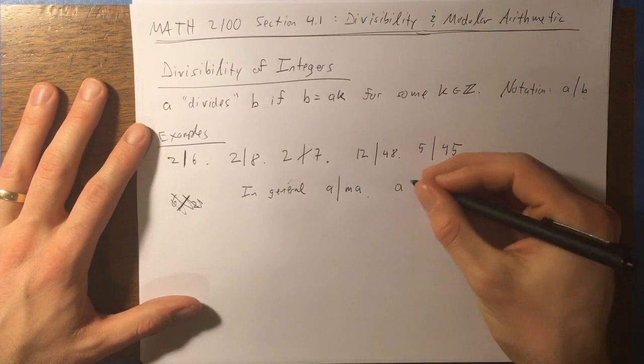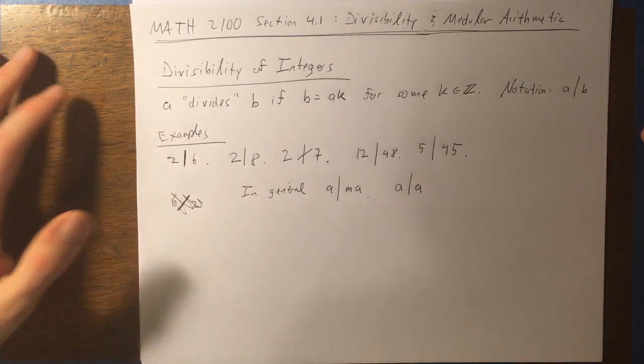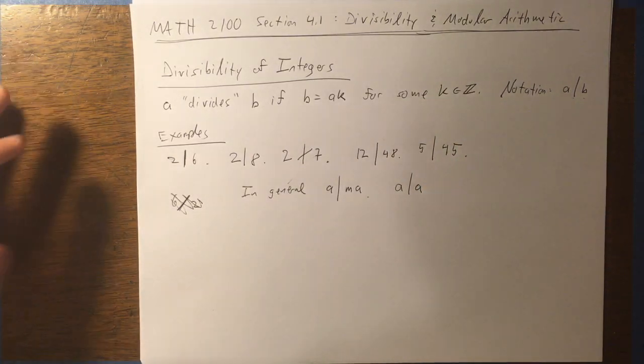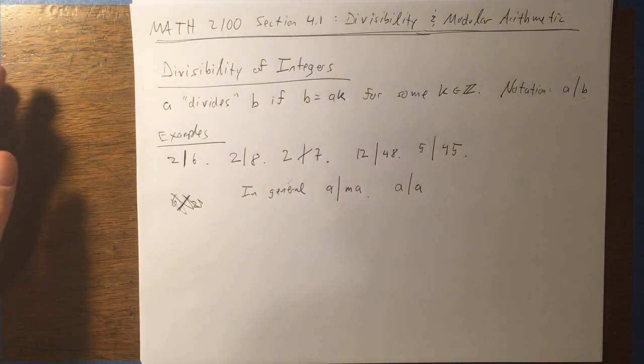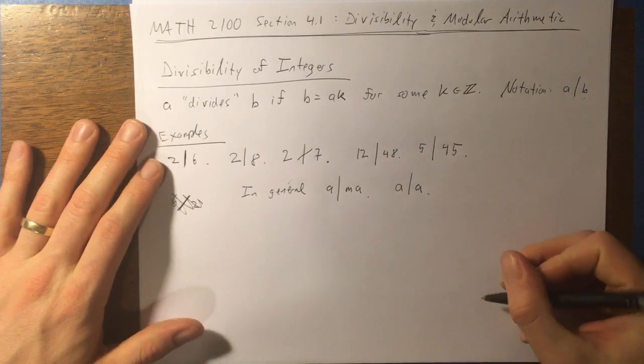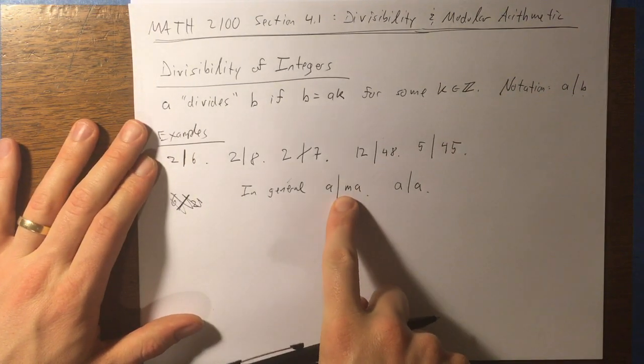So in particular, every number divides itself, all right? 5 divides 5. 17 divides 17, because it is itself times 1. It is a multiple of itself. It is the 1 multiple of itself. So that's always true. Another thing that's always true is that this m value here could be 0.